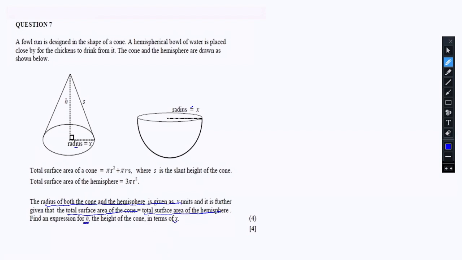Again here, we are trying to find h in terms of x. So what are we going to do? We are going to use the fact that the total surface area of the cone is equal to the total surface area of the hemisphere, meaning I can now equate these two expressions. So I will say surface area of cone equal to surface area of hemisphere.